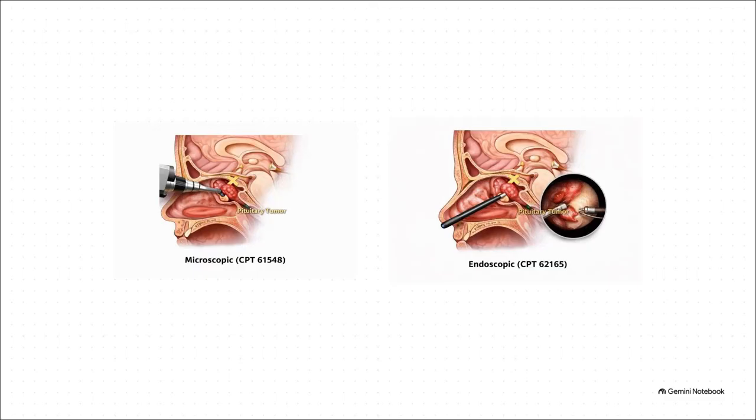Section 3. Torch versus mobile camera. Now here's where it gets really fascinating. Your final code selection hinges entirely on one specific clinical detail. How exactly is the surgeon visualizing the operative field? To master the difference between 61548 and 62165, I want you to think of the traditional microscope as a torch. With the microscopic approach, the microscope stays entirely outside the patient's body. The surgeon essentially aims this external torch down a narrow speculum corridor. This gives them a highly limited, rigid, and very direct line of sight.